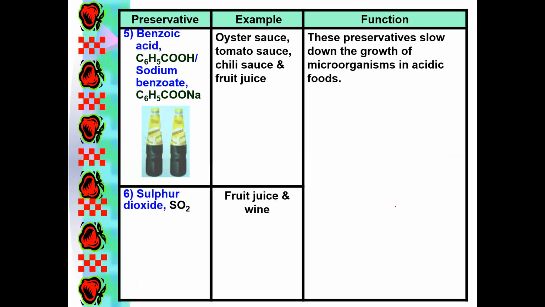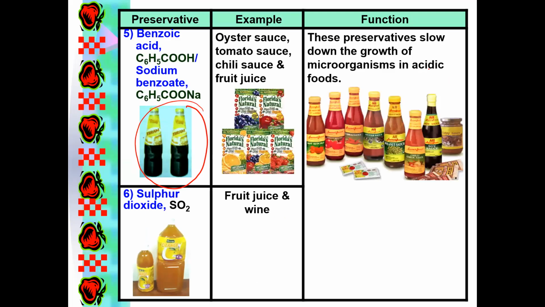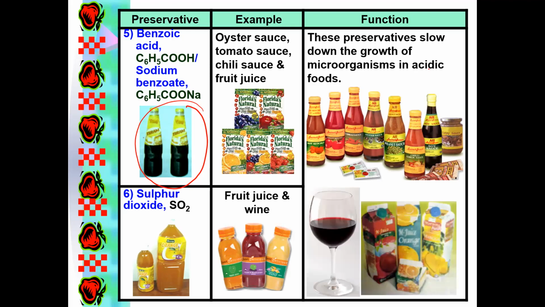Okay, benzoic acid, sodium benzoate, always in your sauces. Okay, teacher adds this preservative as well because it will slow down the growth of microorganisms in acidic food. And teacher also has sulfur dioxide. Teacher puts it in fruit juice and wine. So can you imagine when you're taking wine or any fruit juice, you've got sulfur dioxide inside? Okay, now today your eyes are open to what nonsense you're taking every single day. Then later you tell me whether you still want to take them or not.